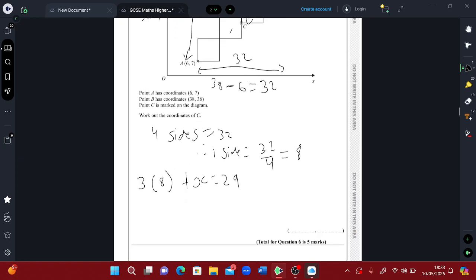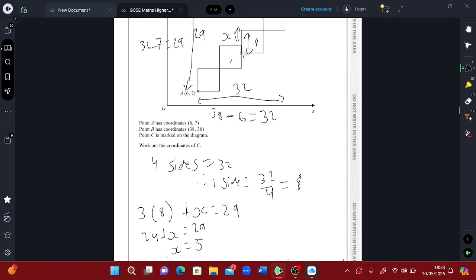So we know that this is 24. Therefore, x is going to be 5. So this distance here has to be 5, which means, because the total is 8, this has to be 3. This little gap here between here and C.